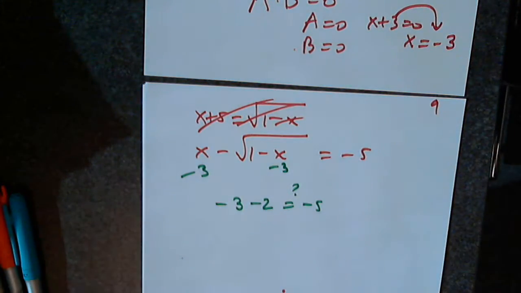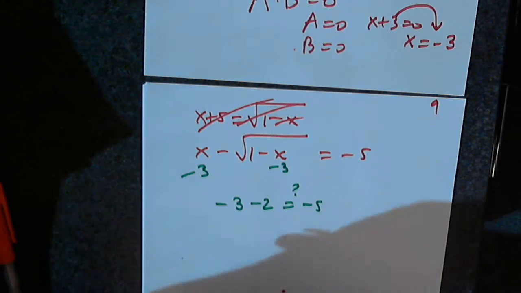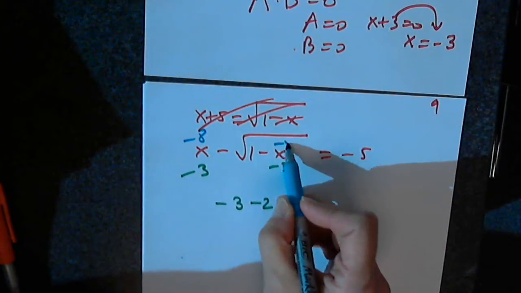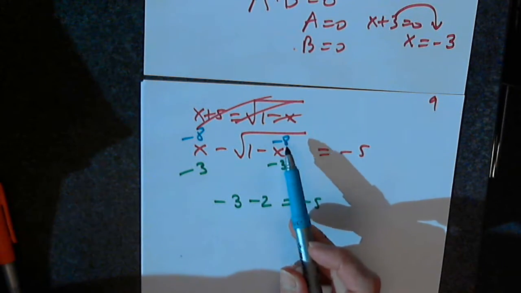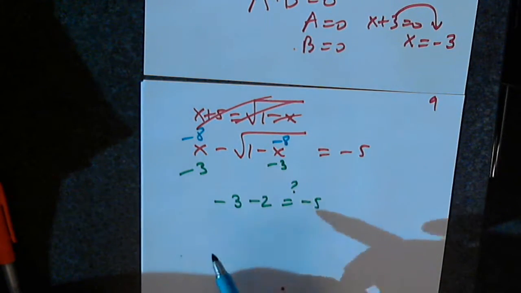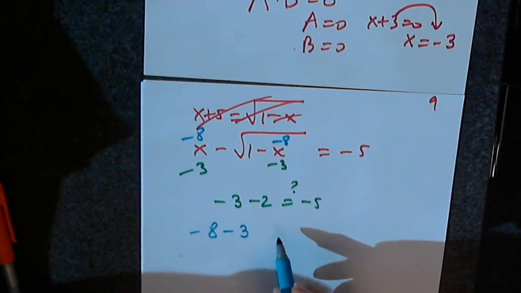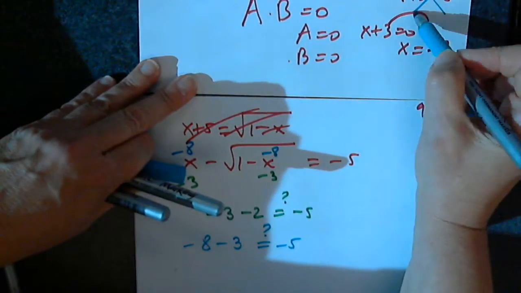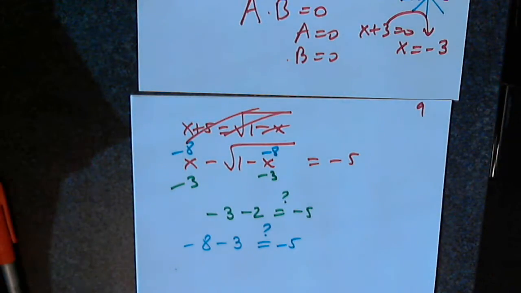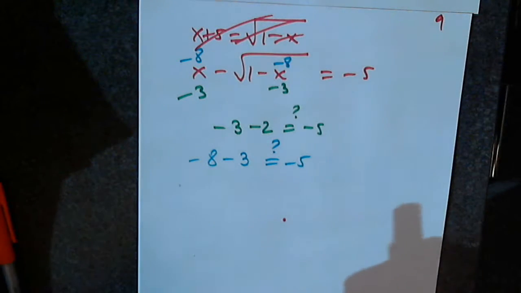Now I will check negative 8. 1 minus negative 8 is 9. The square root of 9 is 3. I have negative 8 minus 3. Does this equal negative 5? No. So I cannot accept x equals negative 8, and that is called the extraneous solution of the equation.